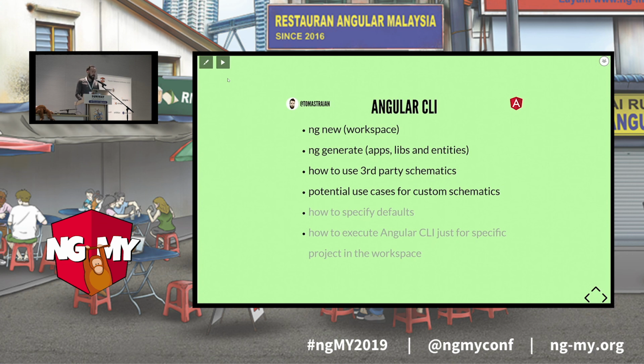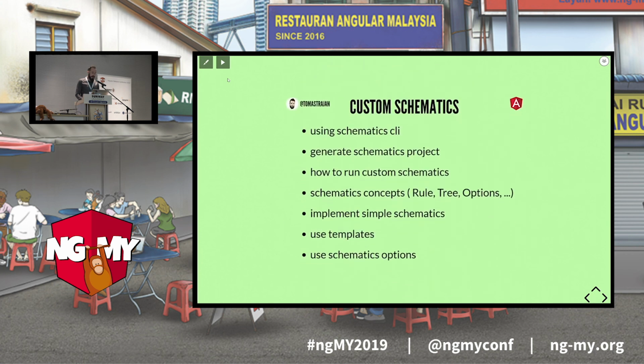Then we showed how we can specify schematics defaults in the Angular CLI workspace to not repeat ourselves in terms of options. Then we showed how we can execute particular schematics for a specific project in the Angular CLI workspace, because nowadays they support the monorepo style of development, so this is kind of important. After that, we showed how we can use the Schematics CLI, that's this schematics command which enables us to list all the available schematics and also generate the custom schematics project.